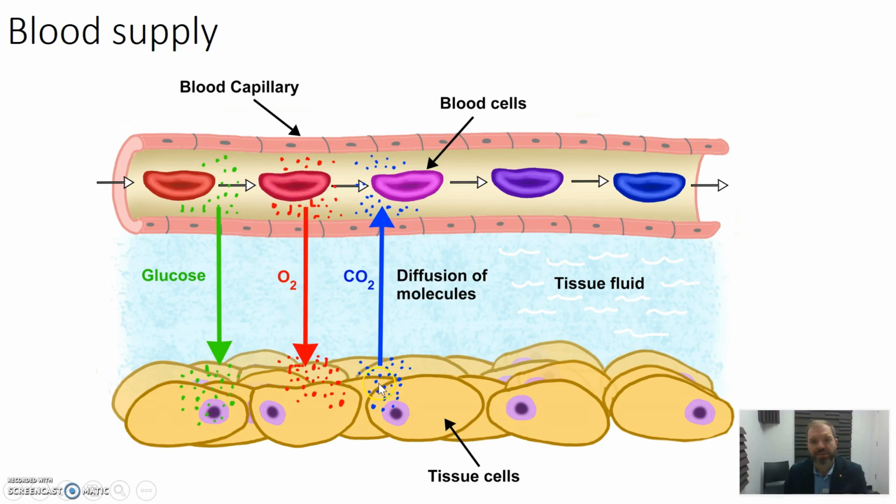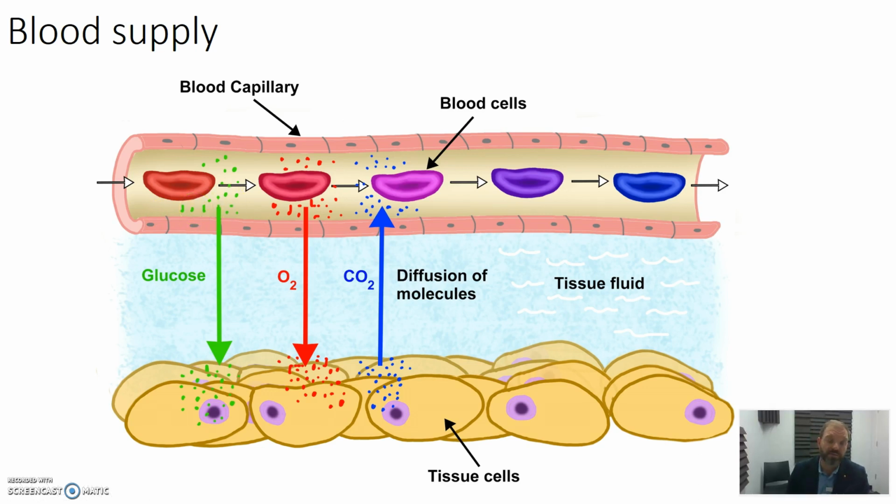And the reverse happens. The cells are producing carbon dioxide as a result of cellular respiration. That needs to go somewhere. That will diffuse into this tissue fluid and diffuse to those red blood cells, which are now heading back to the lungs to get rid of that CO2. As well as the cells in the blood, obviously there's fluid here, the plasma fluid. In that there'll be glucose. Where does the glucose come from?